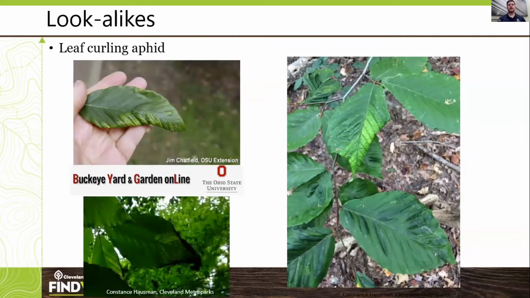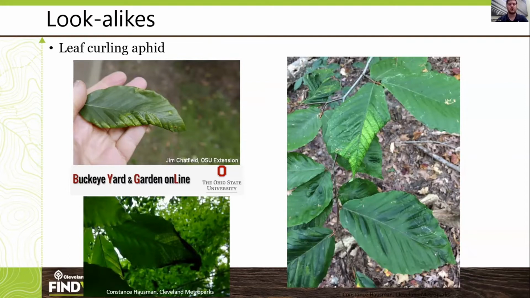The most common symptom or look-alike symptom that we have is what I define as this leaf curling aphid. I don't think it has a common name, and in fact the scientific name is escaping me as well, but Buckeye Yard and Garden Online, this BYGL resource on the left, has a really good opportunity to look up some interesting images.